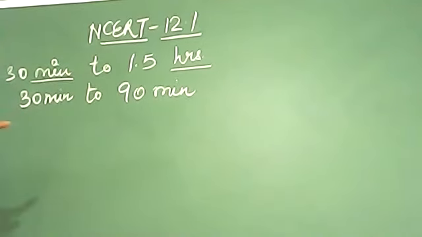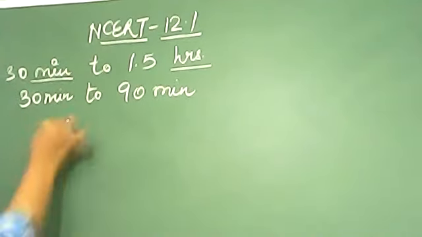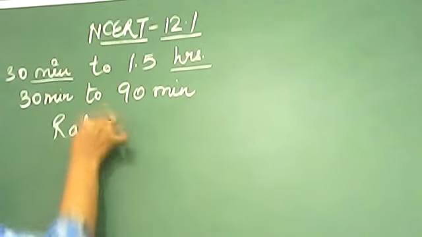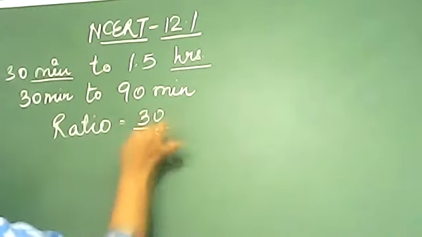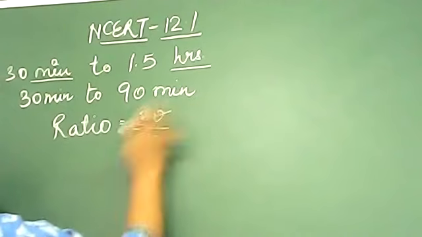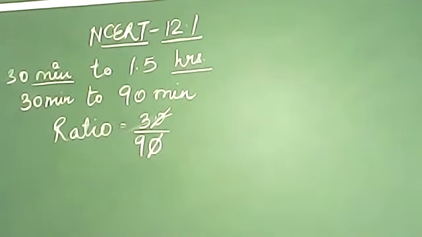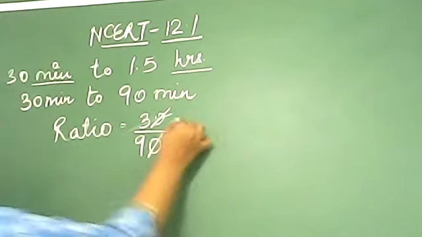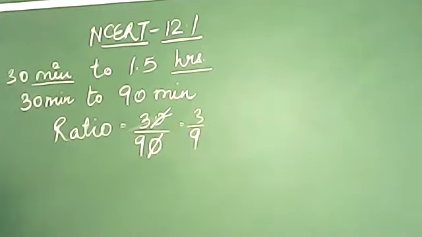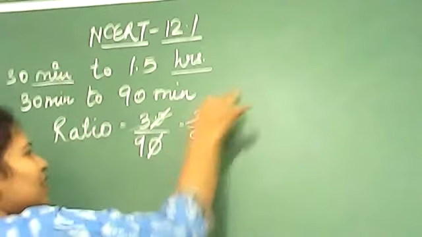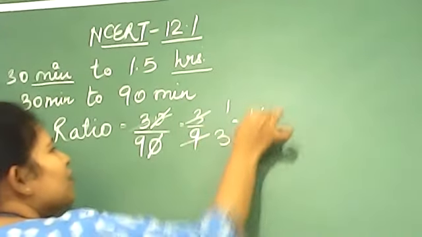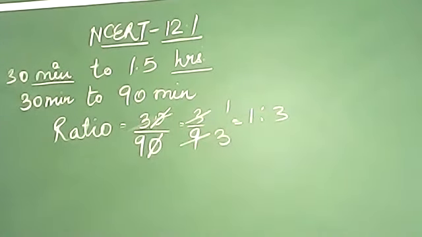Now same unit, find out the ratio from it. The ratio would be 30 by 90. See, I have told you yesterday also, if the same number of 0s at the top and the same number of 0s at the bottom, you can cancel them directly. 3 by 9, bacha. Now which table can cut this? 3 ones are 3, 3 threes are 9. 1 is to 3 is the answer for this particular question.